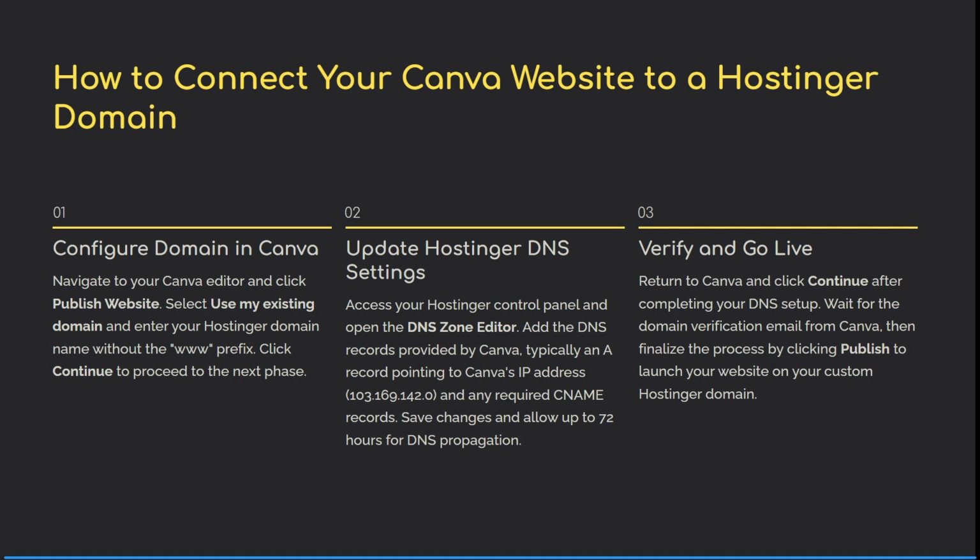Return to Canva and click on Continue after completing your DNS setup within Hostinger. Wait for the domain verification email from Canva and then finalize the process by clicking Publish to launch your website on your custom Hostinger domain.